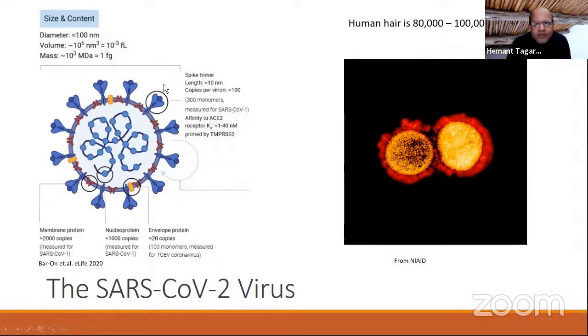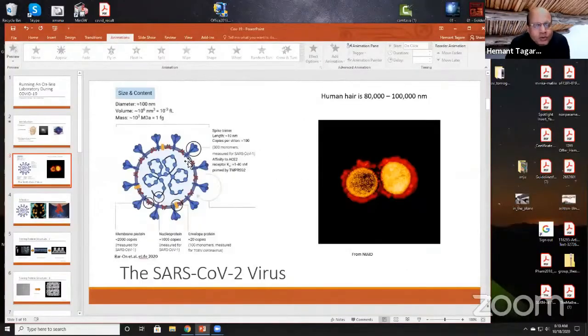To give you a little bit of a sense of how big this is, the virus has a diameter of about 100 nanometers. To give you a sense of that scale, the diameter of a typical human hair is about 100,000 nanometers. So we're talking about something that's 1,000th the size of the diameter of a human hair.